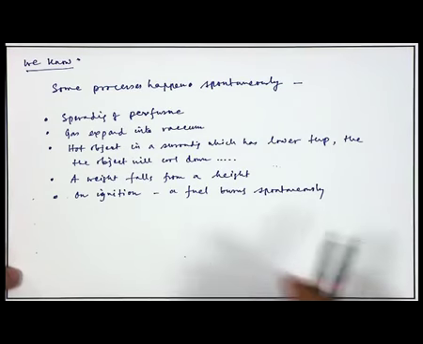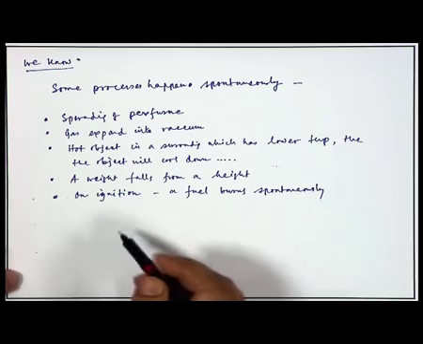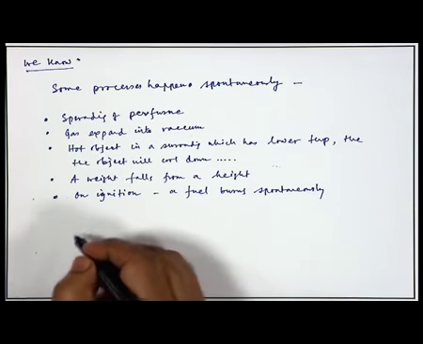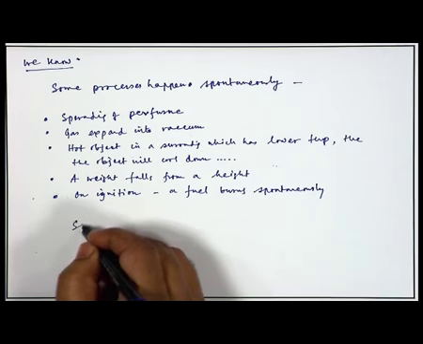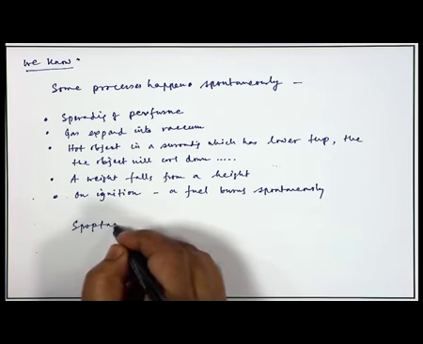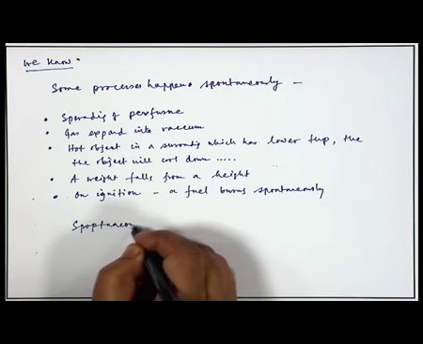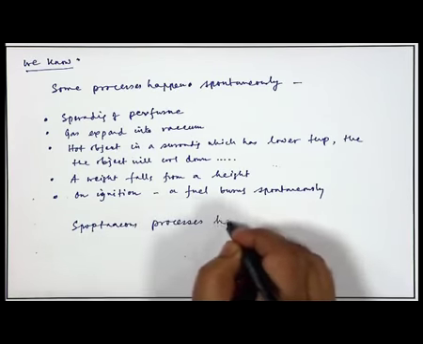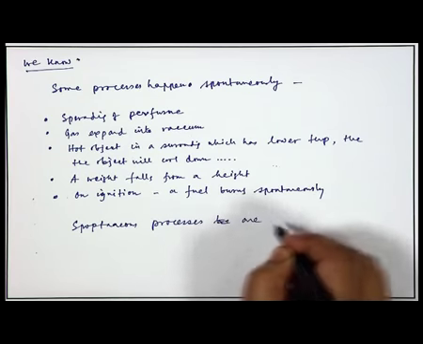So we just gave some examples of spontaneous processes. What is a spontaneous process? This process happens irreversibly, because as I said, the reverse process will not happen spontaneously. So these spontaneous processes are irreversible processes.